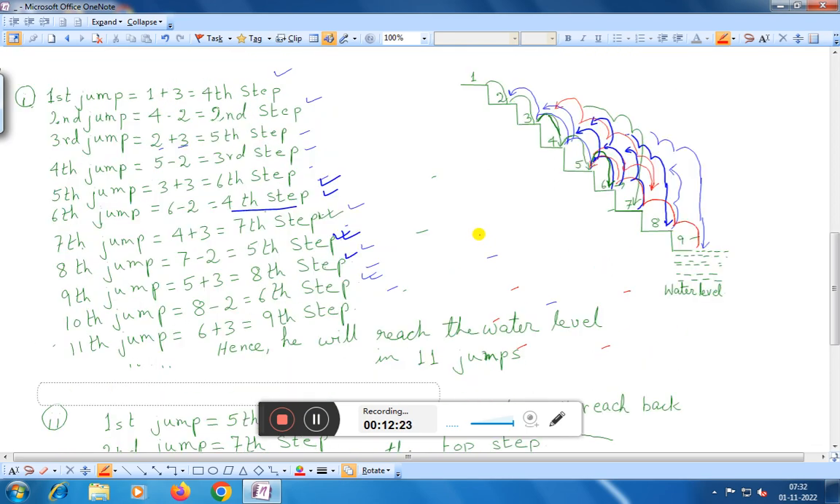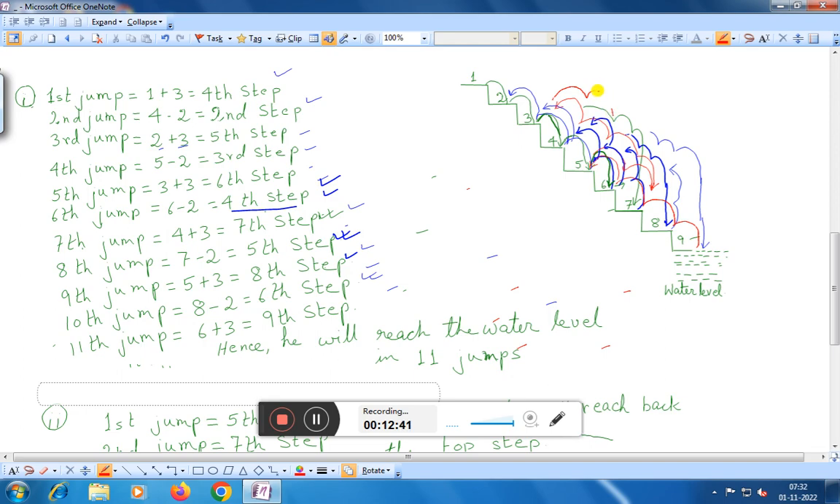Goes back again 2 steps, that means 3, 2. Now he is at 3, and again 2 means 4, and 3 to 4 and 5.